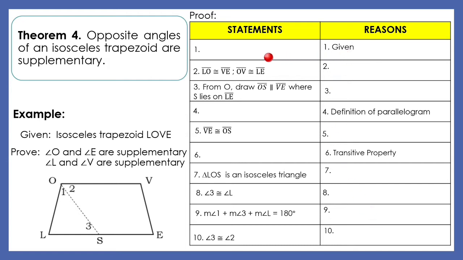We have the statements for the first column and reasons for the second column. For number 1, we will copy the given, isosceles trapezoid LOVE. So, ang reason is given. For our statement number 2, line segment LO is congruent to line segment VE and line segment OV is congruent to line segment LE. Our reason is by the definition of isosceles trapezoid. So, trapezoid with congruent legs.